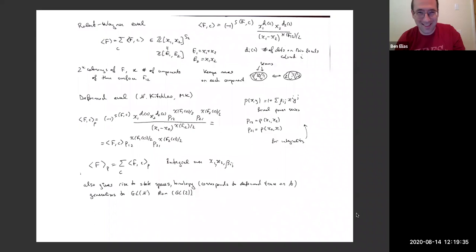I had a question. In this foam evaluation, it depends on the foam which is embedded into R3, you said? Yes. But you can use it when the foam is embedded into any oriented three-manifold. Right. But it's harder to find the variation formulas for closed manifolds. I agree that potentially you might want to evaluate foams in closed manifolds.